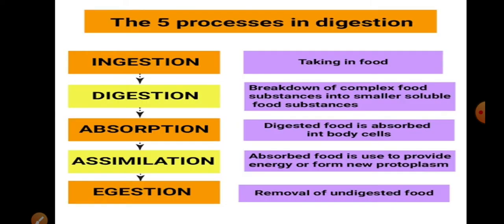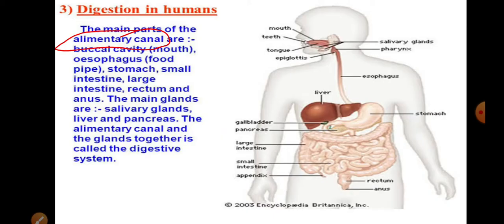And the steps that are involved in the holozoic nutrition, the first step is ingestion, which means taking the food inside the body, followed by digestion, breakdown of the food, absorption, taking the food or absorbing the food inside the bloodstream, assimilation. Yes, so now the absorbed food is assembled in the cells for the energy production, and the last one is egestion, removal of the undigested food material.